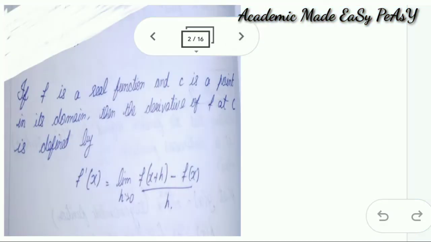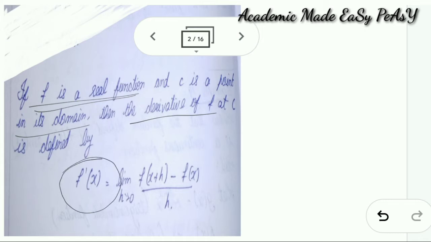Here it is given: if f is a real function, that is, a function which has real numbers or real values, and c is a point in its domain, then the derivative of f at c is defined by f dash of x, or the differential of x. So f dash of x is equal to limit h tends to 0 of f of x plus h minus f of x by h.